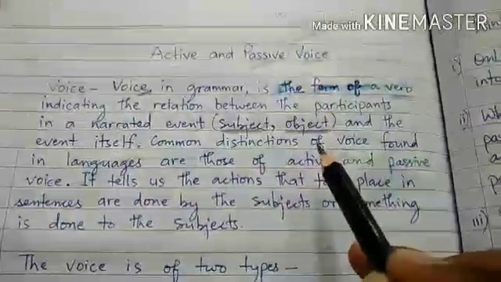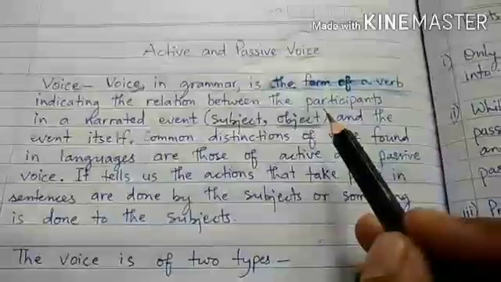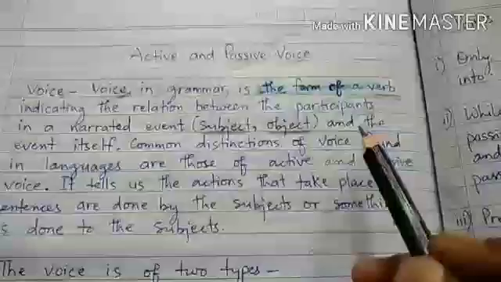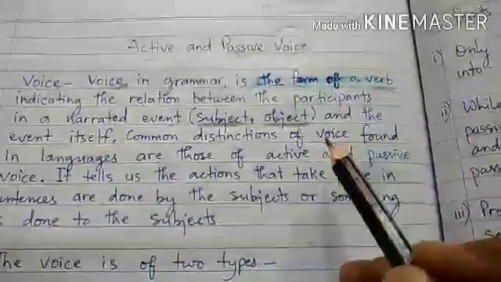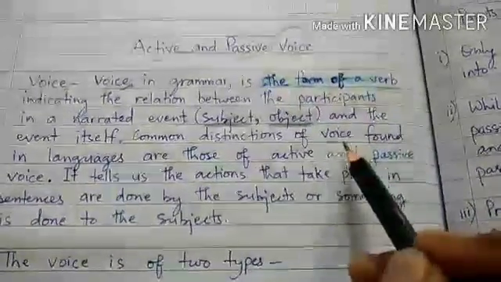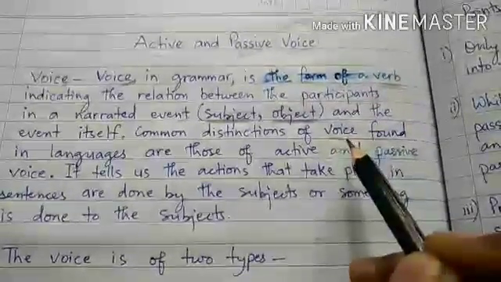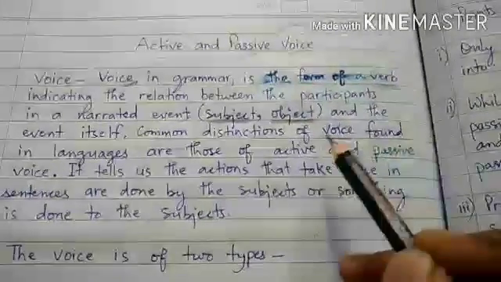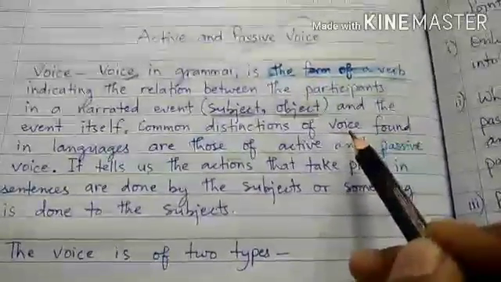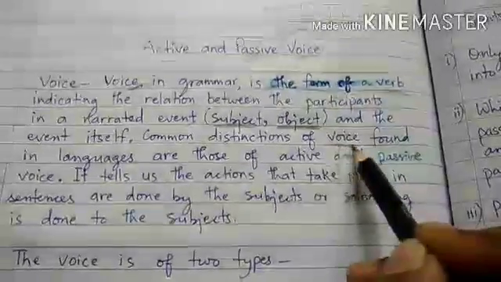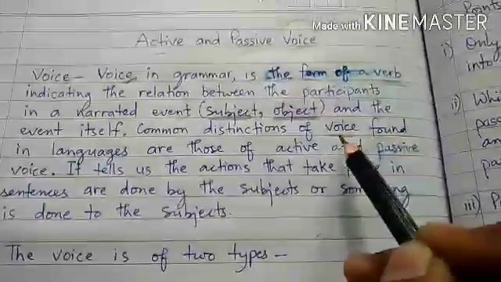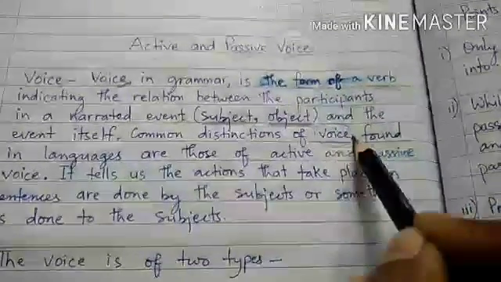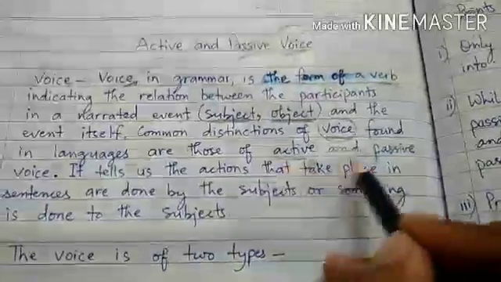So as I told you that voice is the expression of events. Events means actions that take place in sentences. Okay, so voice expresses the actions. Okay, but the action can be expressed separately. How we express the actions that take place in sentences differently, or the actions can be expressed separately in voice according to active and passive voice.